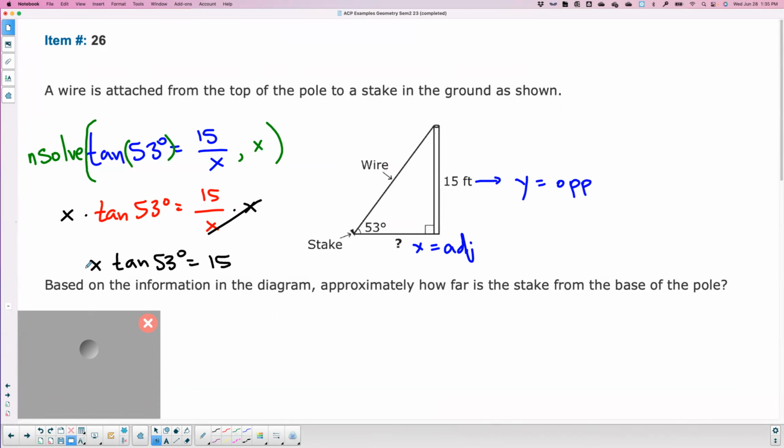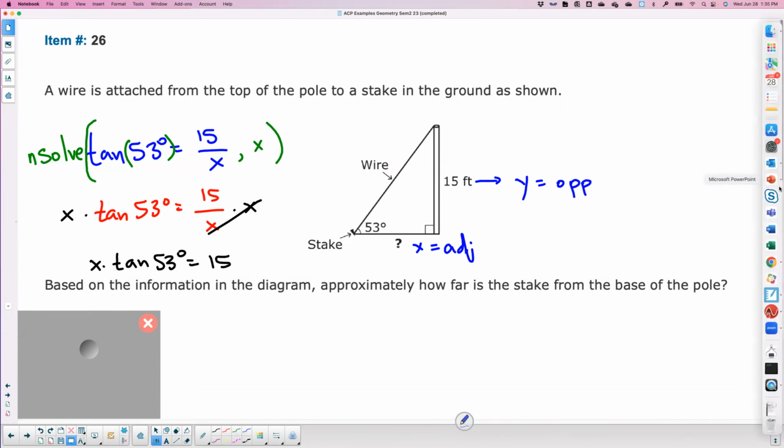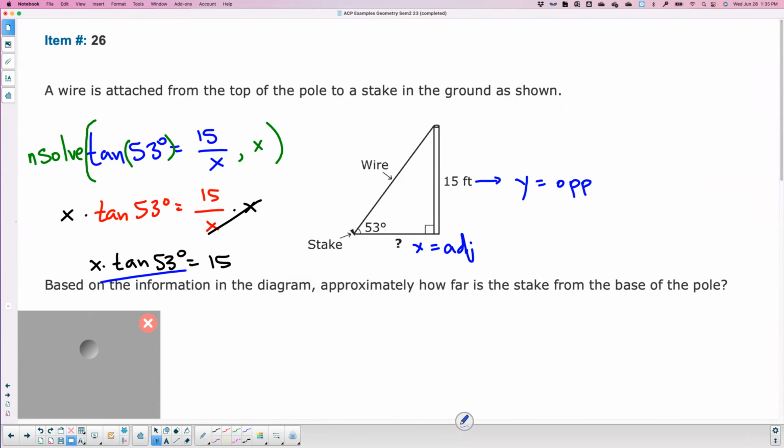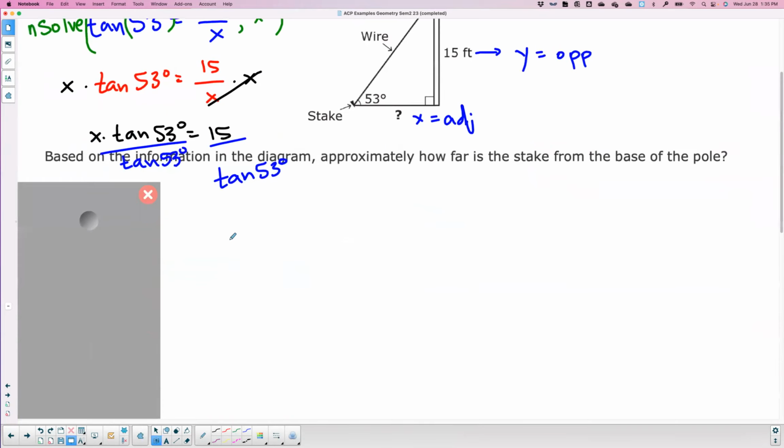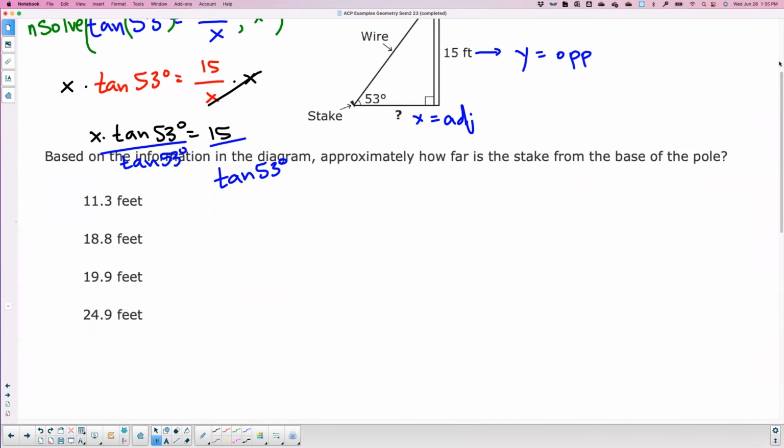So last step, how do you get this x by itself if it is multiplying right now? Now we divide by tangent 53. For those of you who got 19, what you did is you had 15 times tangent 53. It should have been 15 divided by tangent 53. When you do that, you get 11 point something. What's the point something? 3. 11.3. We were right.